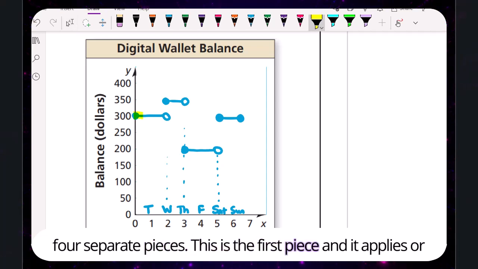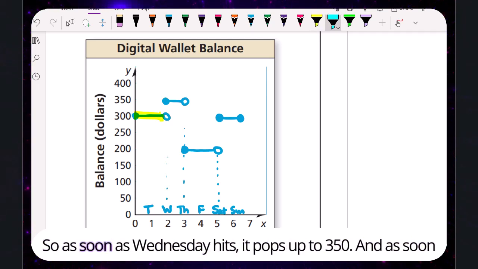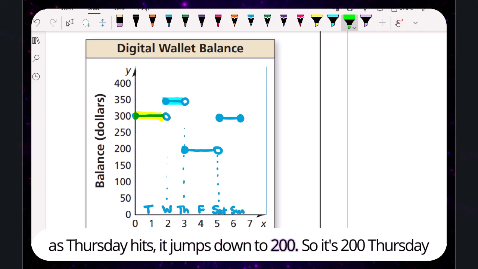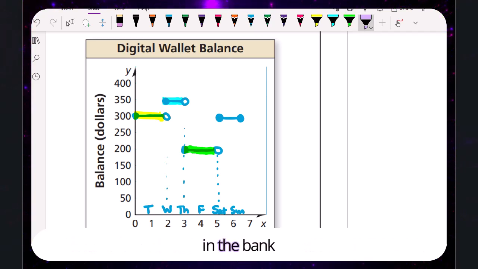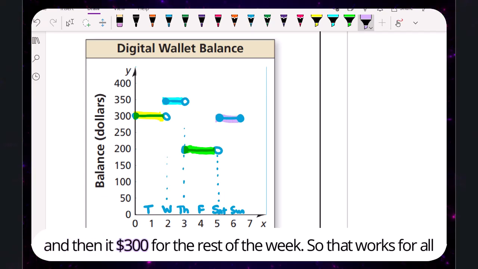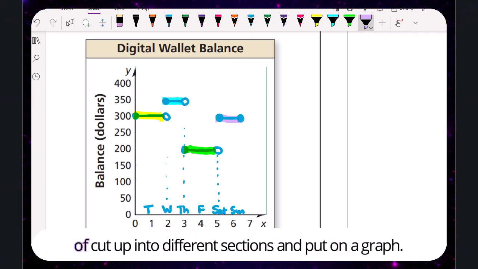This is the first piece, and it applies for Monday and Tuesday, but it stops just short of Wednesday. So as soon as Wednesday hits, it pops up to $350, and as soon as Thursday hits, it jumps down to $200. So it's $200 Thursday and Friday, and then on Saturday, we got some more money in the bank, and then it's $300 for the rest of the week. So that works for all of your piecewise functions. It's just like any function, just kind of cut up into different sections and put on a graph.